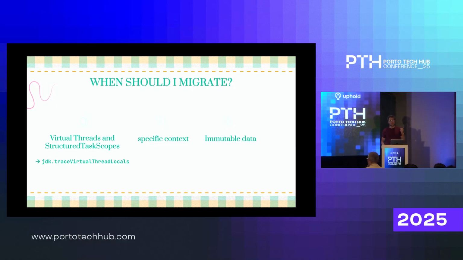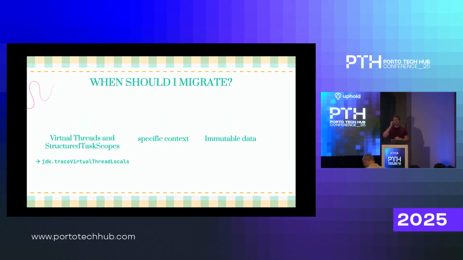Also, I think you can even use scope values if you are not using, as mentioned, virtual threads. You can use them to set your values for a specific scope, which can really be useful. And also, if you want to have immutable data, if you want to be sure that not everyone in your code anywhere can just call threadlocal.set and update your values.